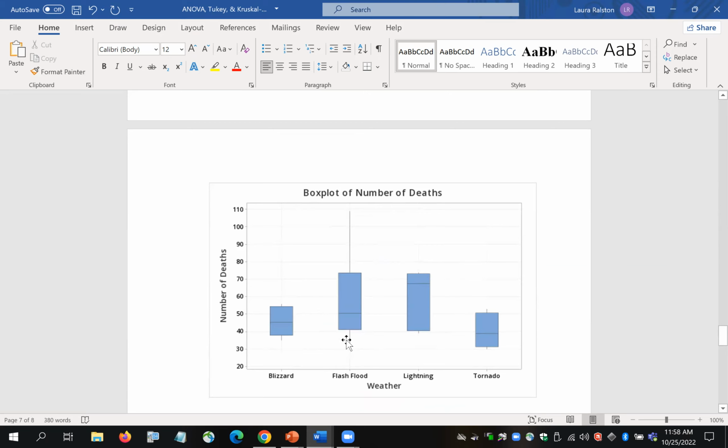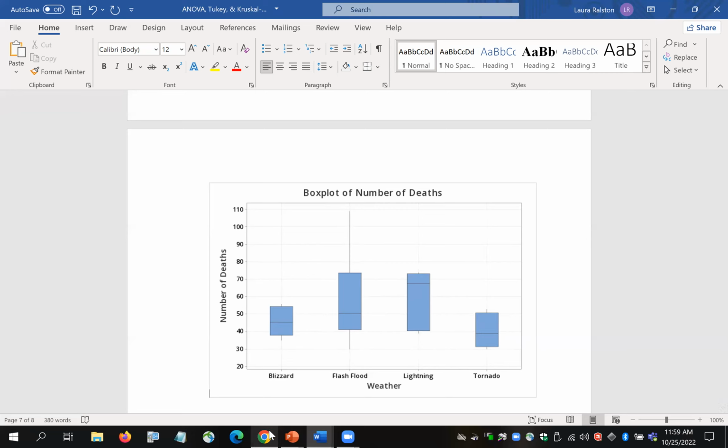The second one shows flash flood, lightning, and then tornado. They're in alphabetical order. But notice, for at least flash flood, the box itself is towards the low end, and you have this long whisker. Remember, the box is supposed to be in the center. Blizzard maybe kind of looks normal. Lightning is definitely not, because look how your median is way up there. So none of these really look to be a normal distribution, except maybe blizzard.